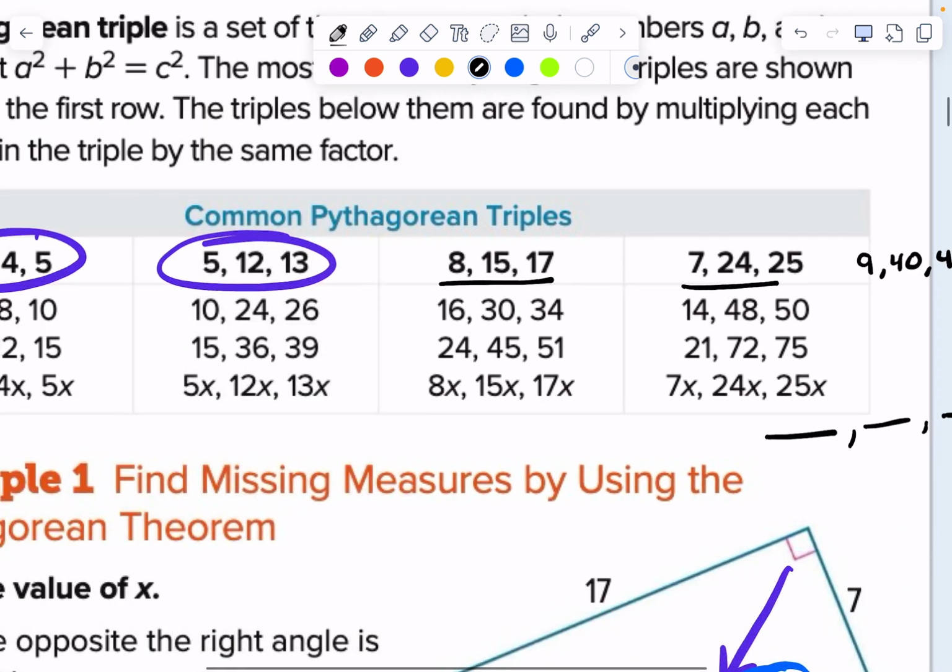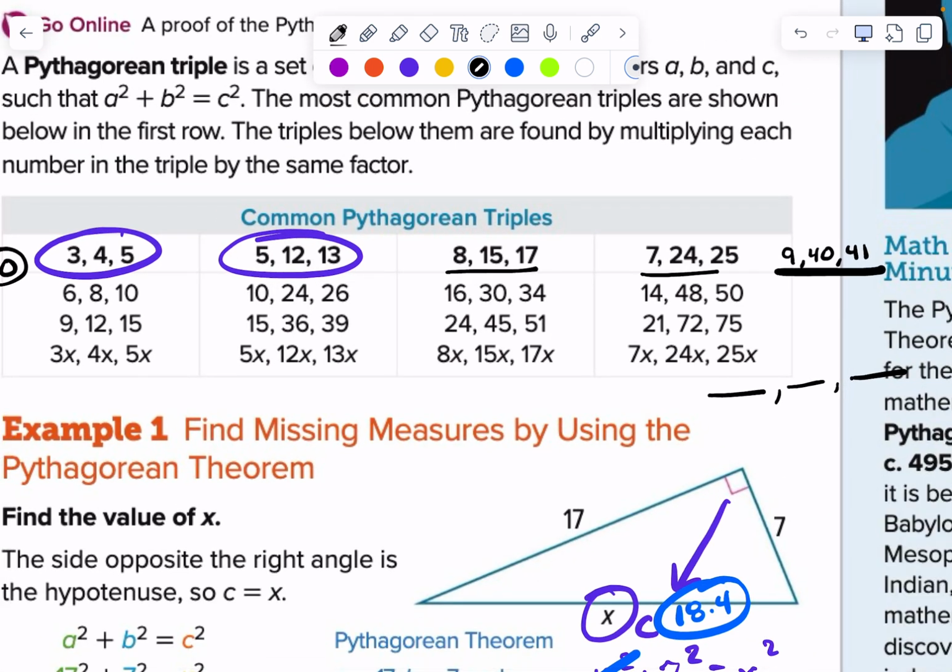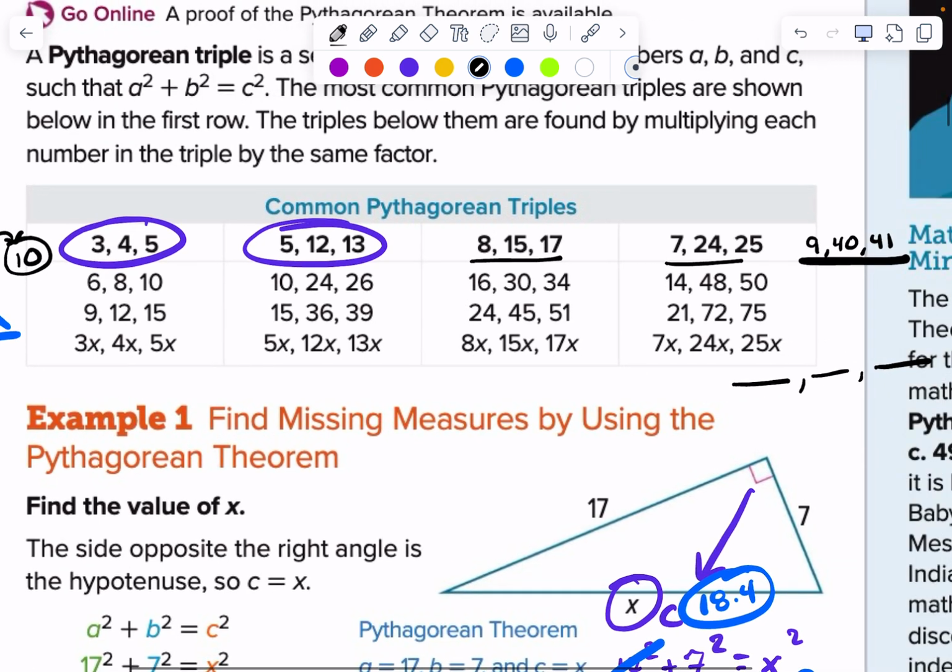But here are 5 of them, including 9, 40, 41. I'm going to add to that list. Those are the ones that are 2 digits or less, right? Those are the Pythagorean triples that work that are 2 digits or less, right?